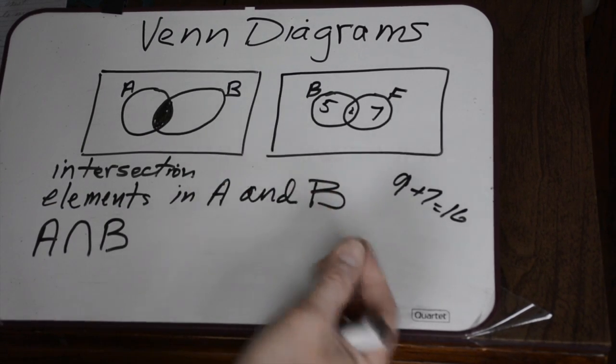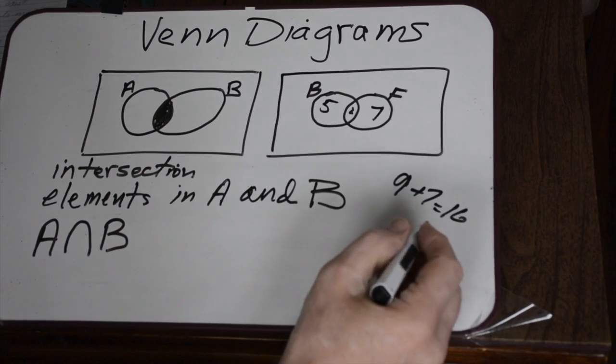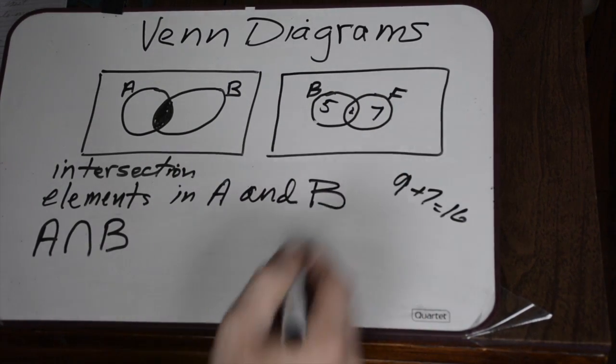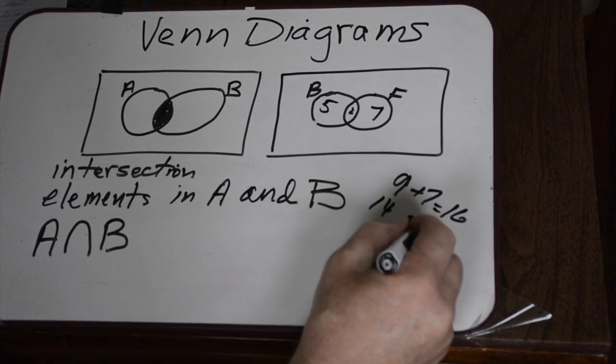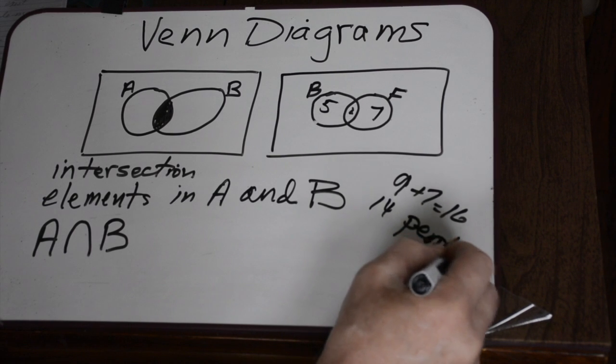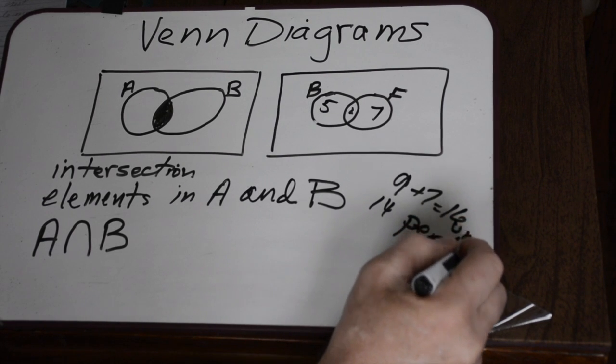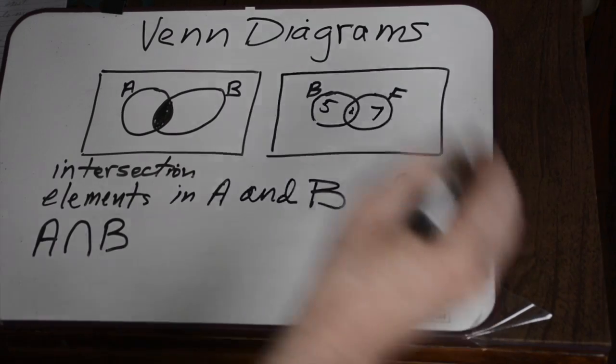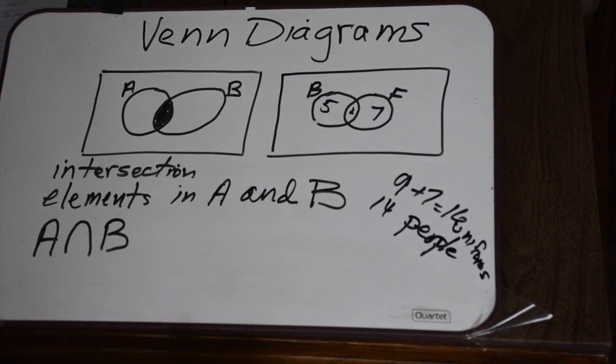The number of people involved are 14. That's 14 people. This is uniforms. I hope you can read that. At least if you can't read it, you can hear me say it. Okay, 16 uniforms and 14 people.